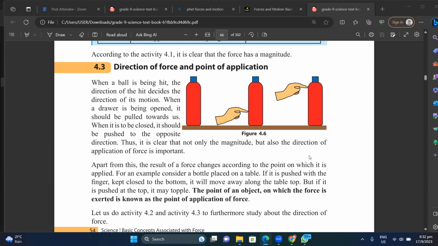Then the next one is basically the direction. Both direction and magnitude affect the result. Right. Okay. Apart from this, the result of force changes according to the point at which it is applied.